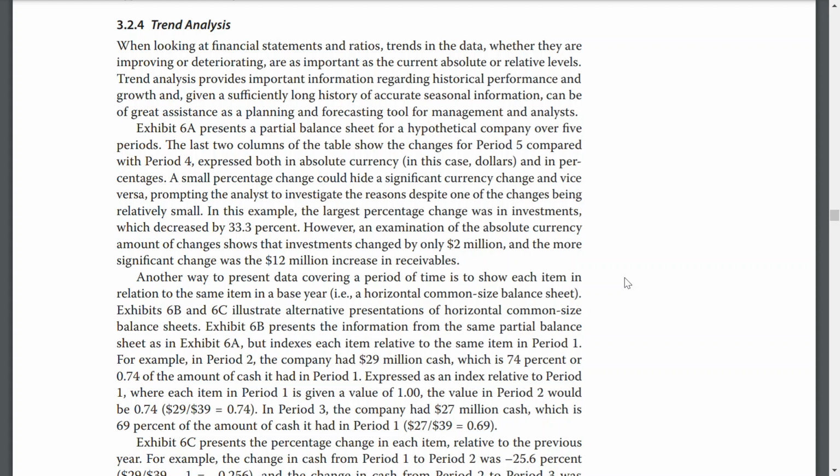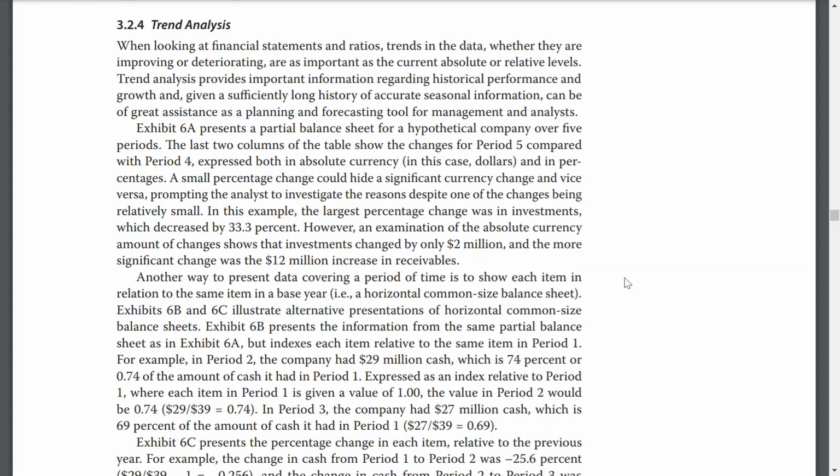Exhibit 6A presents a partial balance sheet for a hypothetical company over 5 periods. The last 2 columns of the table show the changes for period 5 compared to period 4, expressed both in absolute currency, in this case dollars, and in percentages. A small percentage change can hide a significant currency change, and vice versa, prompting the analyst to investigate the reasons despite one of the changes being relatively small.